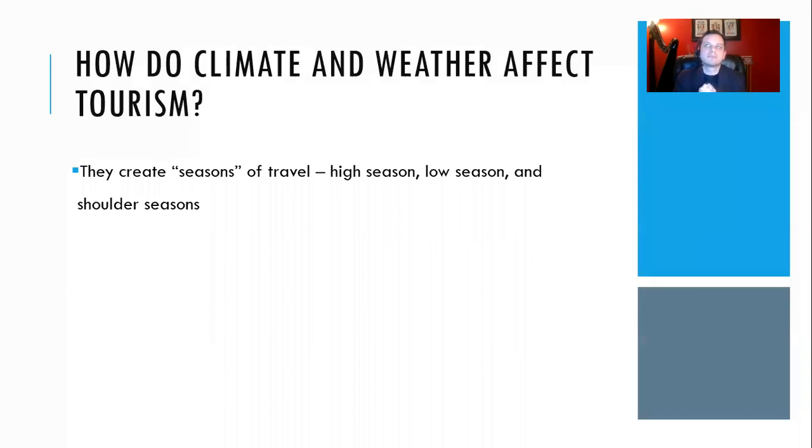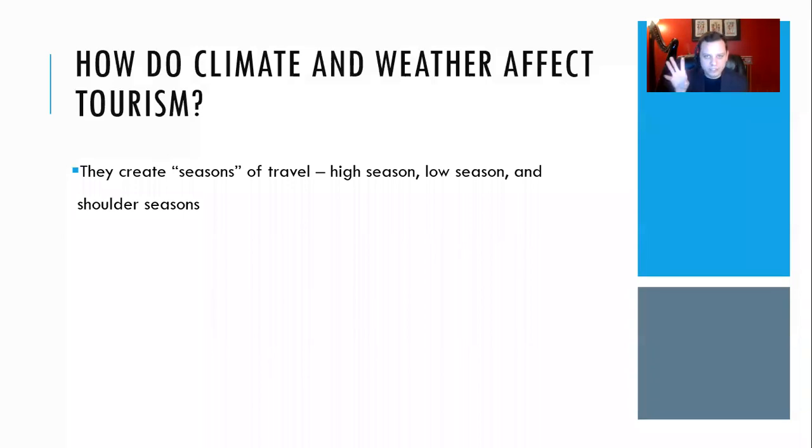Let's take Europe, for example, Western Europe. High season is summer. It's beautiful weather, it's not too rainy, but you'll have long lineups and the flights might be more expensive. Low season will be winter. You've got less people, which is a plus, but the weather is a bit more unpredictable.